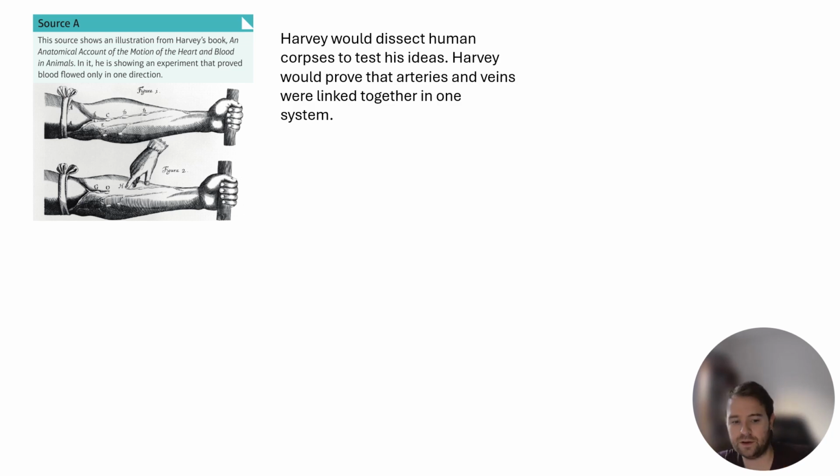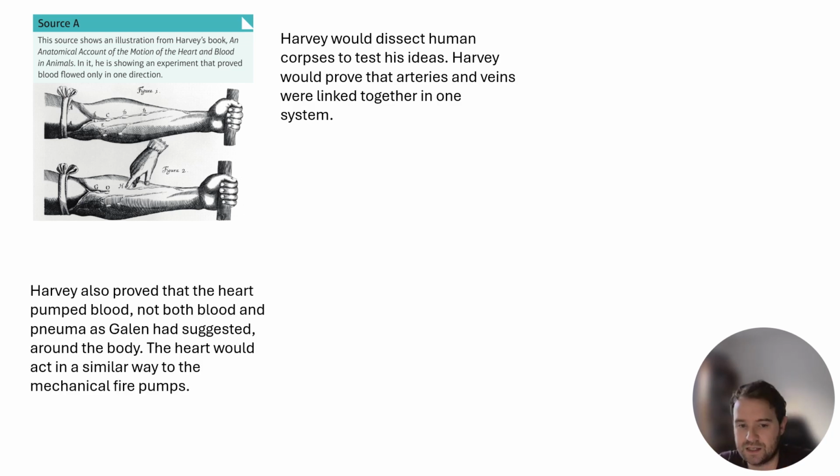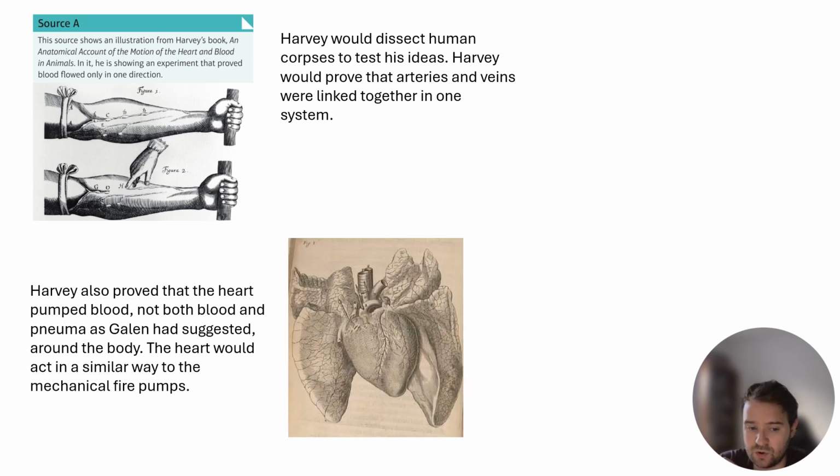So Harvey dissects human corpses to test his ideas. He proves that arteries and veins were linked together in one system. Harvey also proved that the heart pumped blood, not both blood and pneuma. So this is one of Galen's ideas. Pneuma meaning like the air of life, that goes around the body with blood. Harvey shows it's just blood. Blood's the only thing. Again, another bit of your evidence you can bring into this.